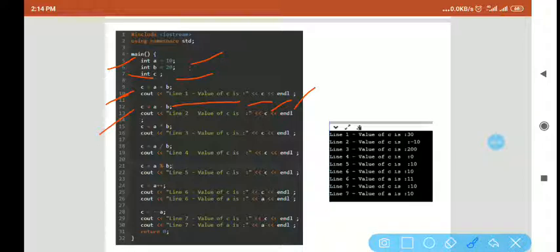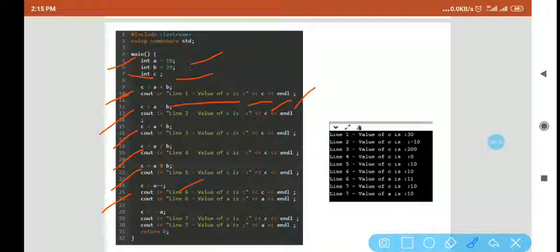Then similarly next c equal to a minus b, again the same. Then c equal to a into b, again the result is stored in c. Again c equal to a divided by b, then c equal to a mod b. Here is an important point, here we mention c equal to a plus plus.